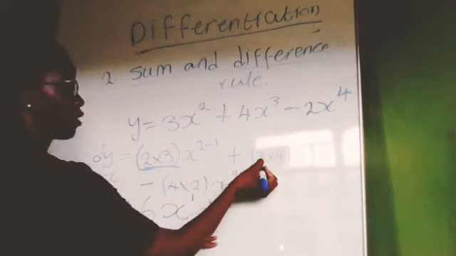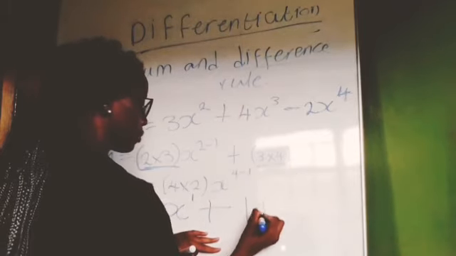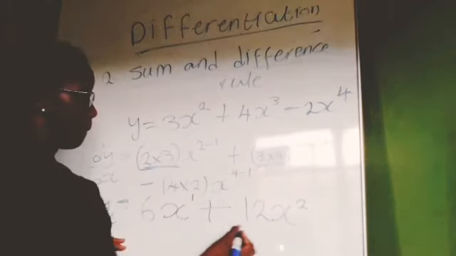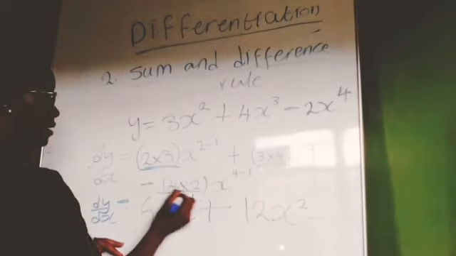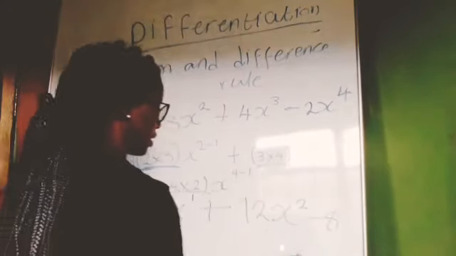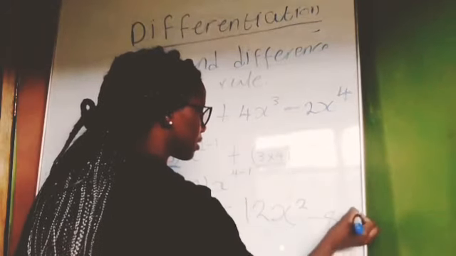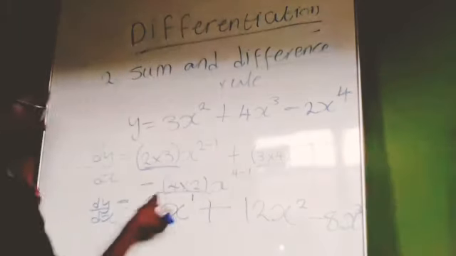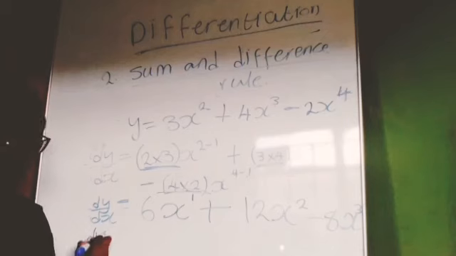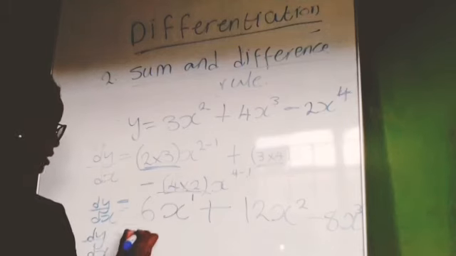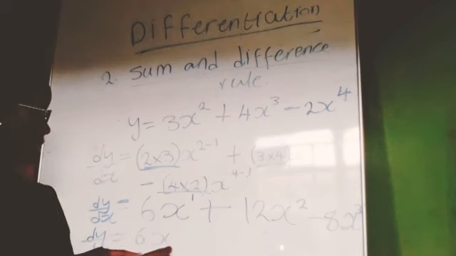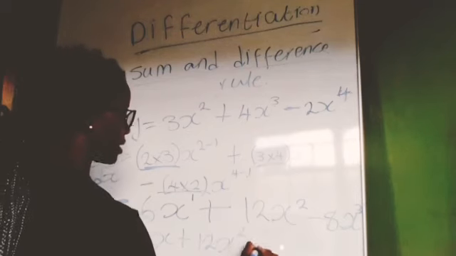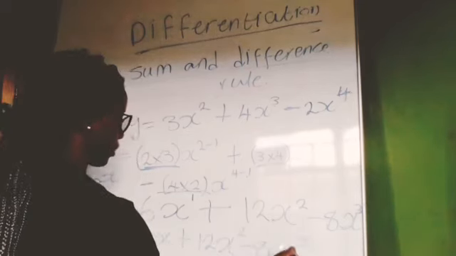Plus 3 times 4 is 12. x, 3 minus 1 is 2. Minus 4 times 2 is 8. x, 4 minus 1 is 3. So let me just rewrite this equation. So dy dx is equal to, so here we had 6 x to the power 1, which is just the same as x, plus 12 x to the power 2 minus 8 x to the power 3.